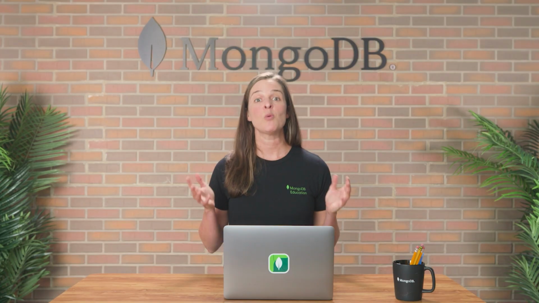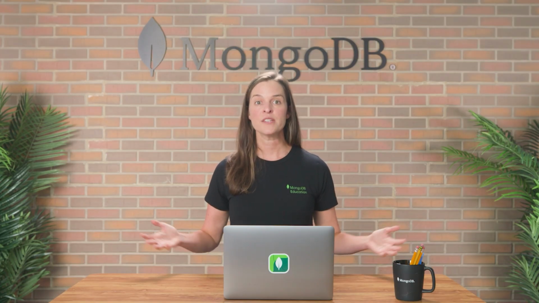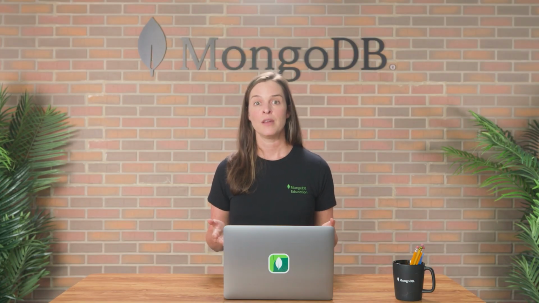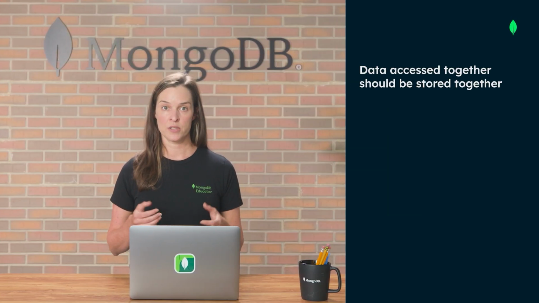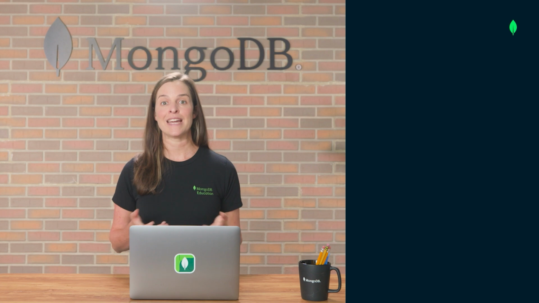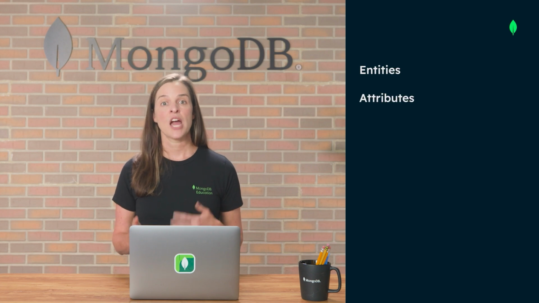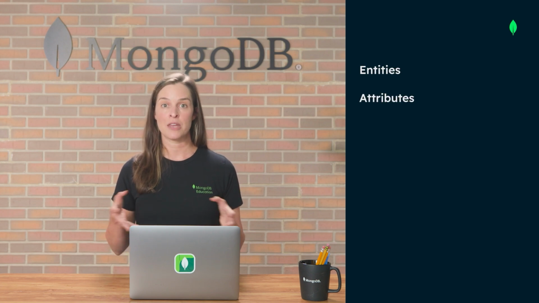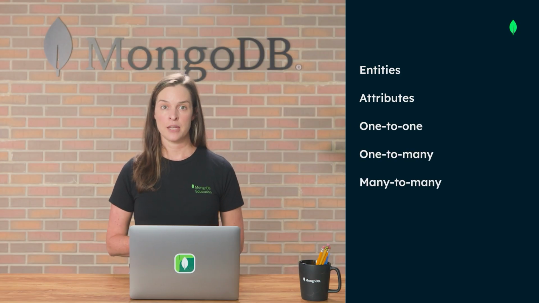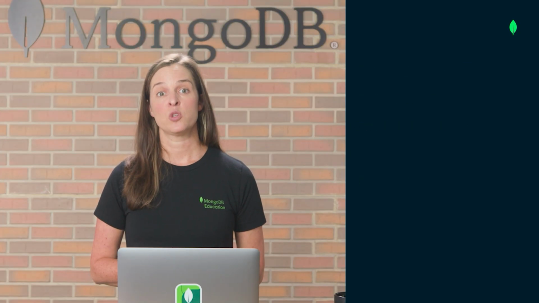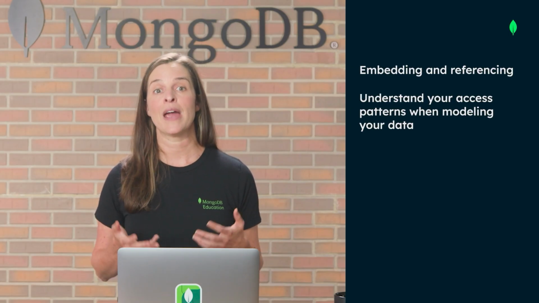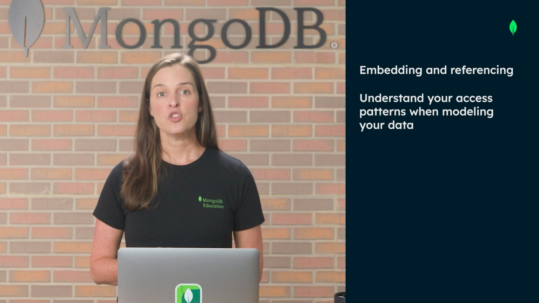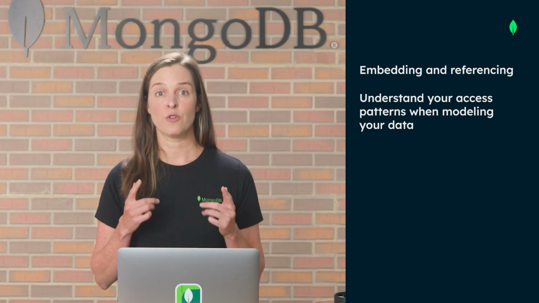Nice work. Let's recap what we covered in this video. We discussed some foundational principles of data modeling, including the key idea that data accessed together should be stored together. We defined entities, attributes, and types of relationships that exist among them in our data: one-to-one, one-to-many, and many-to-many. We also discussed the differences between embedding and referencing, the importance of understanding your access patterns, and how to choose the right approach to data modeling for your application.